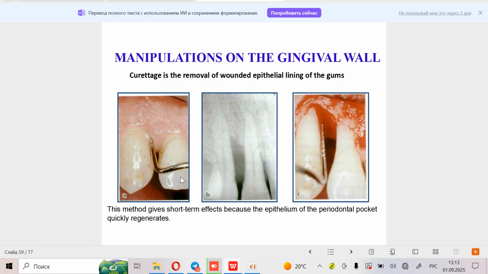A manipulation of the gingival wall. Initial therapy includes manipulation of the gingival wall, or elimination of the proliferating epithelium lining the gum by the curettage method. Curettage is the removal of the wounded epithelial lining of the gums. This method gives short-term effects because the epithelium of the periodontal pockets quickly regenerates.